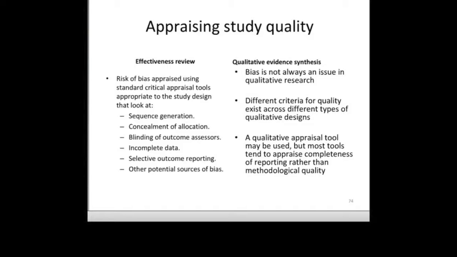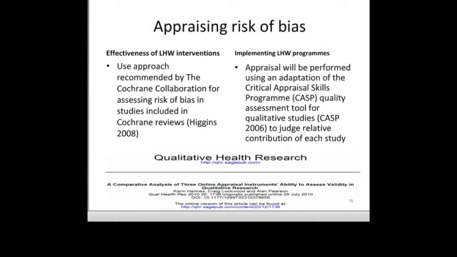In the lay health worker review, for the effectiveness bit, they use the Cochrane instrument to assess risk of bias. For the qualitative bit, they use the qualitative assessment instrument from the Critical Appraisal Skills Program. I've published an article in which different online appraisal instruments are assessed based on their ability to assess validity in qualitative research, and it outlines the pros and cons of, for example, the CASP instrument compared to the Joanna Briggs instrument on quality appraisal that is also often used by qualitative researchers. So you may want to look into that article to make a final decision.